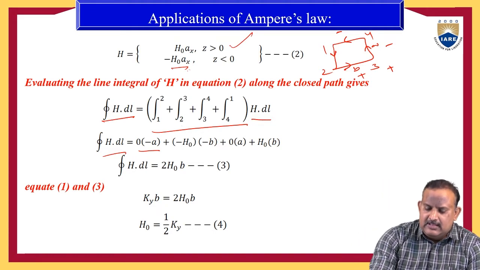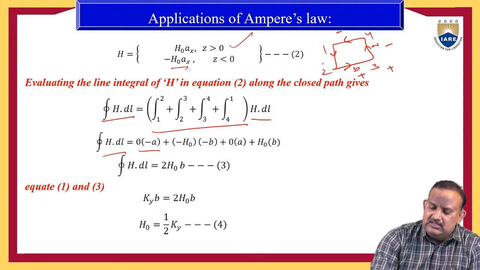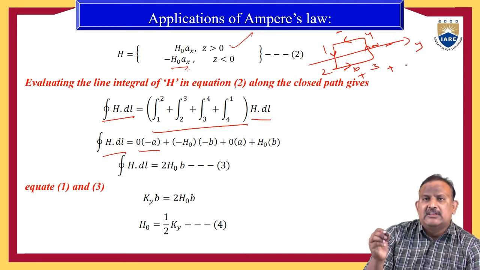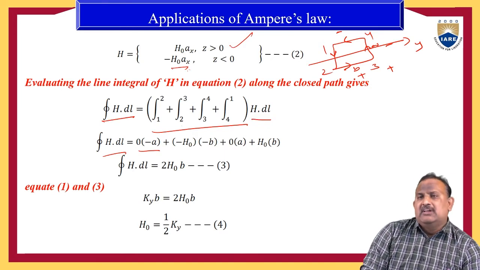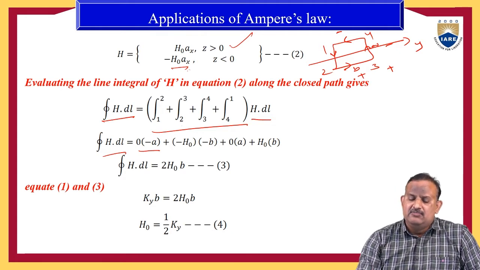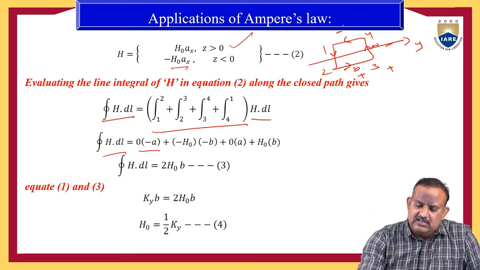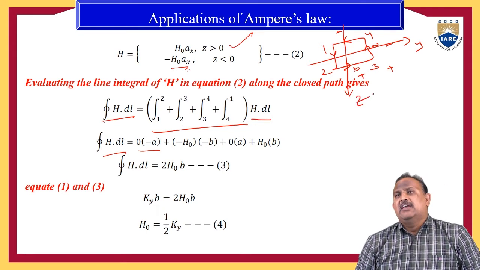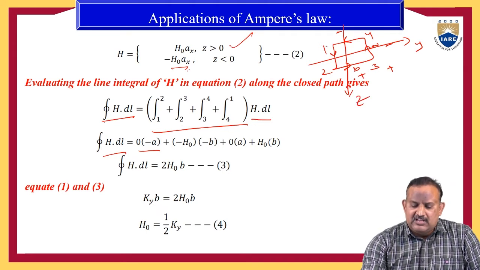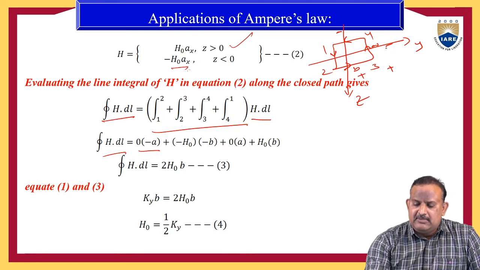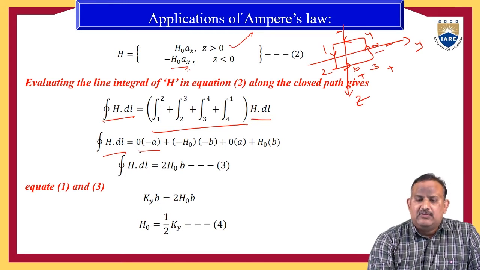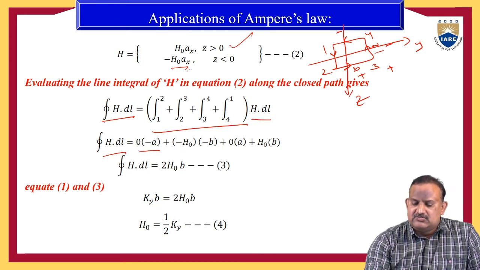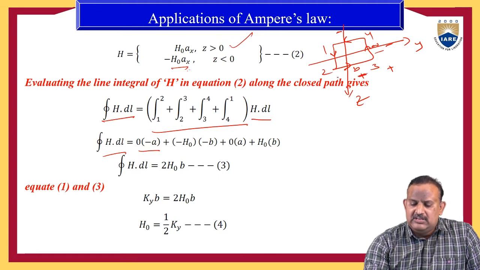Here, because it is along the y direction only, we have the magnetic field intensity. Along the y direction only we have the current, and because of the current flow we have the magnetic field intensity along the y direction. In the z direction, the magnetic field intensity is 0. So along 1 to 2, the side is minus a, I have assumed as a negative sign. Therefore 0 magnetic field into minus a, plus next, again I assume that 2 to 3 is negative. If I assume 2 to 3 negative, 4 to 1 is positive.